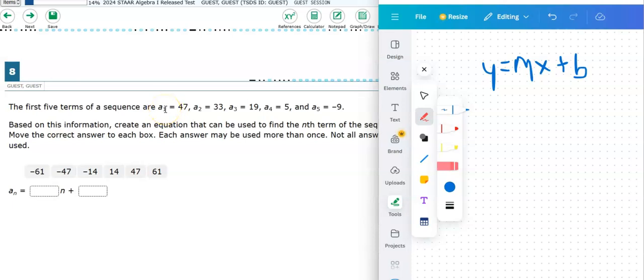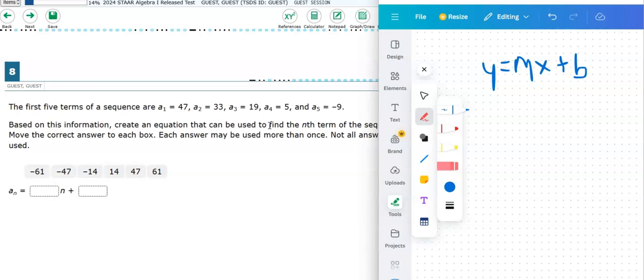Now, the little subscripts, like you see little 1, little 2, little 3, little 4, those are x values. Think of those as the x values because that is what part of the sequence it is. Like this is the first part, the second part, third part, fourth part, fifth part. Those are x values. What they equal are y. Like this is what happens in the first part. Here's what happens in the second, third, fourth, fifth.